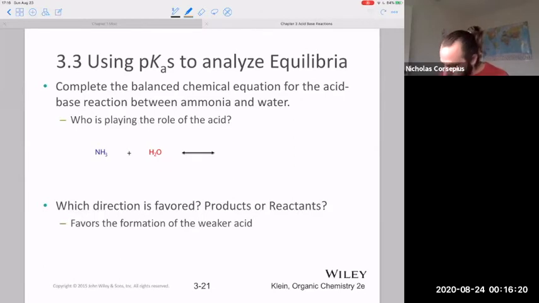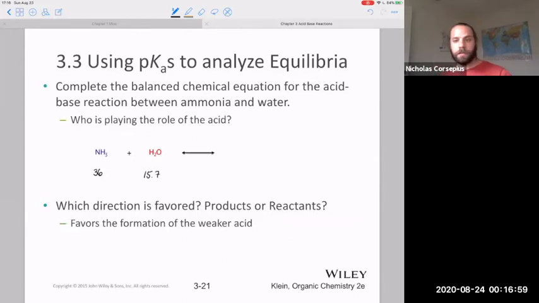Well, both of these have protons that can potentially be donated, as well as lone pairs, which can potentially accept electrons as bases. So one of the first things I have to figure out in my balanced chemical equation is who's playing the role of the acid. This is another instance where pKa's can be really valuable. Take a look at your pKa table and look up each of these compounds. Ammonia has a pKa of 36, whereas water has a pKa of 15.7.